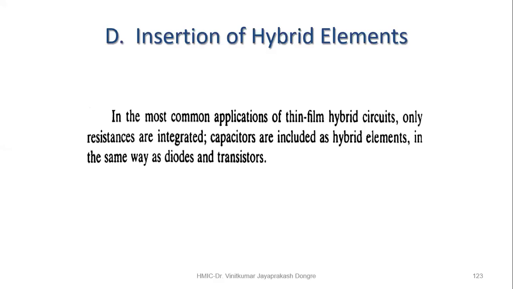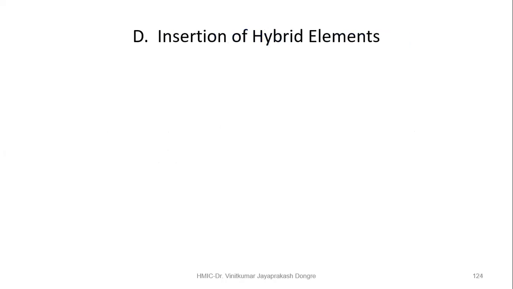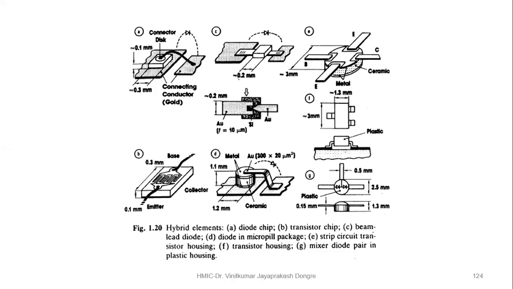In the most common application of the thin film hybrid circuit, only resistors are integrated; the capacitors are included as a hybrid element in the same way as the diode and transistor. So sometimes capacitor, diode and transistor are used as the hybrid element. So these are the various methods of how it can be used.